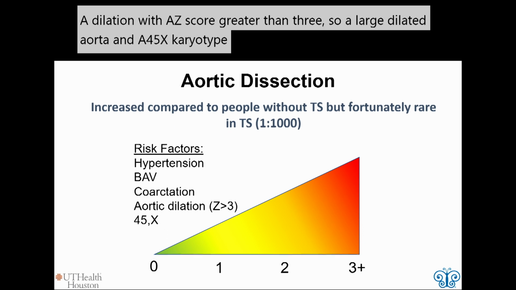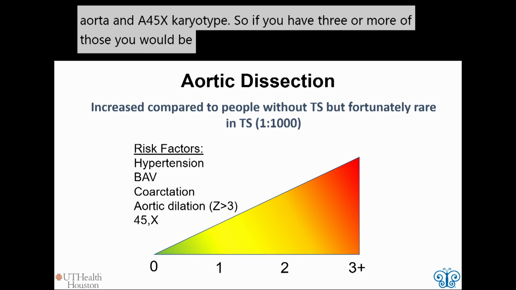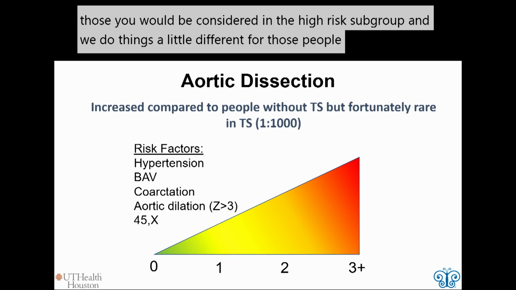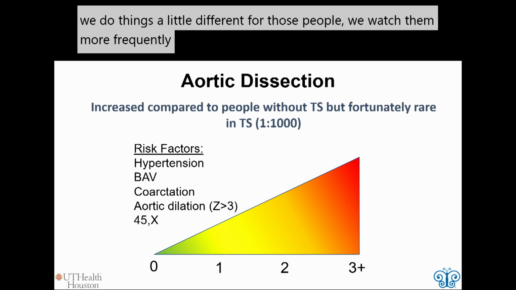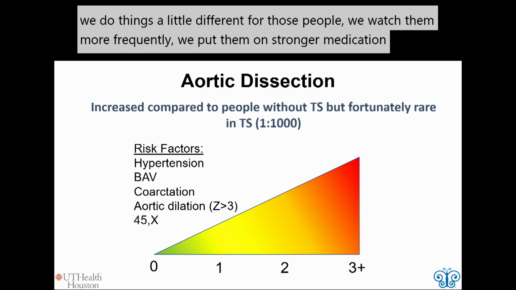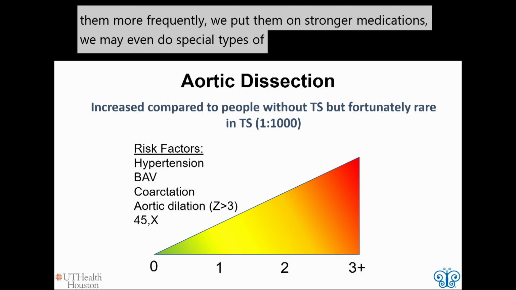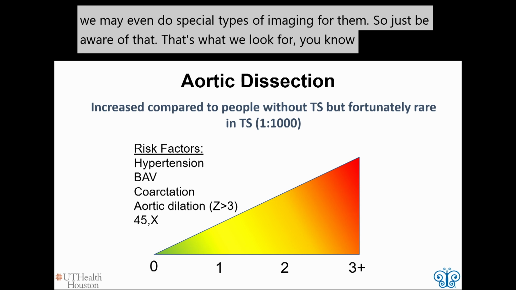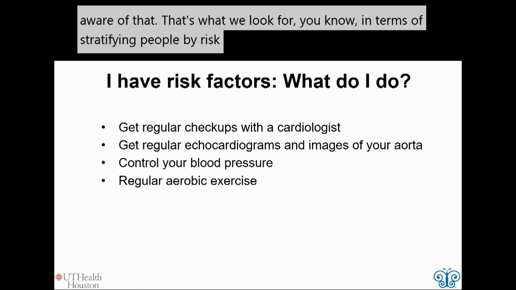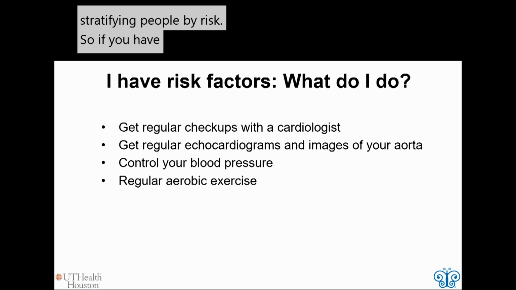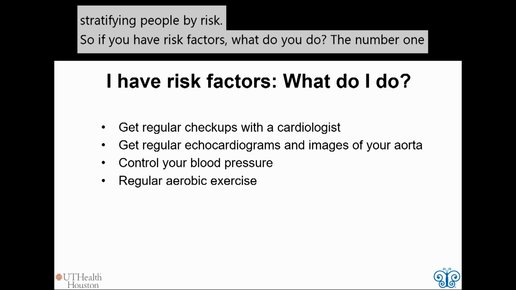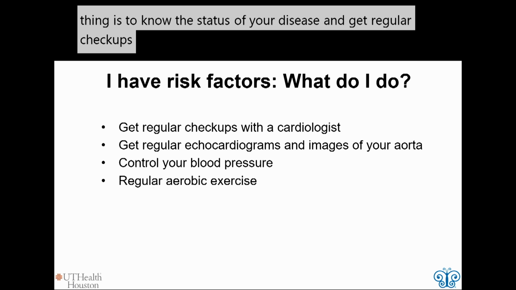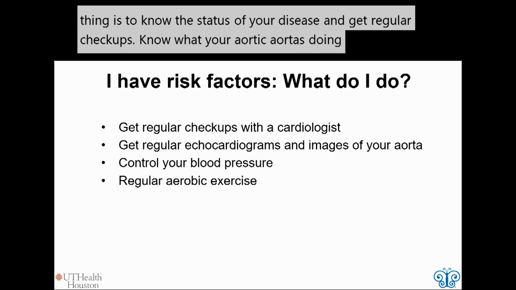So if you have 3 or more of those, you would be considered in the high-risk subgroup, and we do things a little differently for those people. We watch them more frequently, we put them on stronger medications, we may even do special types of imaging for them. So just be aware of that. It's what we look for in terms of stratifying people by risk. So if you have risk factors, what do you do? The number one thing is to know the status of your disease and get regular checkups. Know what your aorta is doing. Know what your aortic valve is doing.